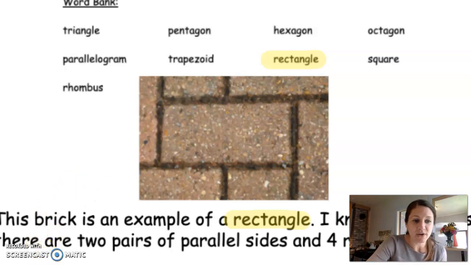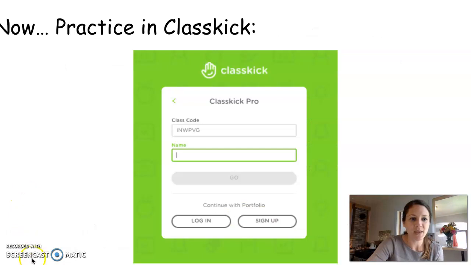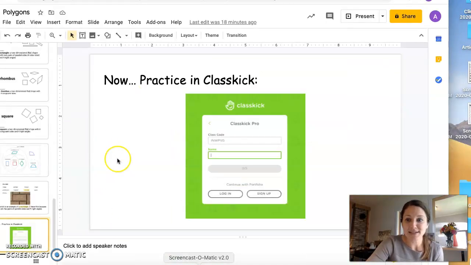And I have another example in Class Kick 2 where I highlight it and show it a little more. So now your work is going to be to go to Class Kick and practice naming some shapes and explaining how you know it is the shape you're saying it is. And there's the link in the page on Schoology too.